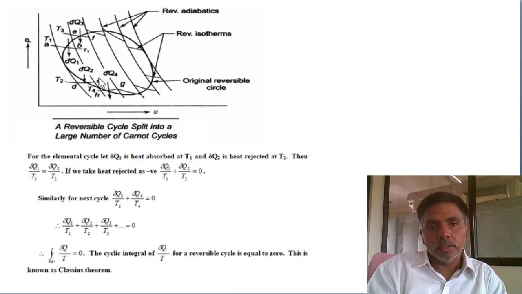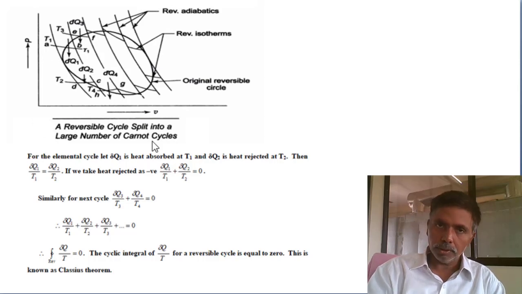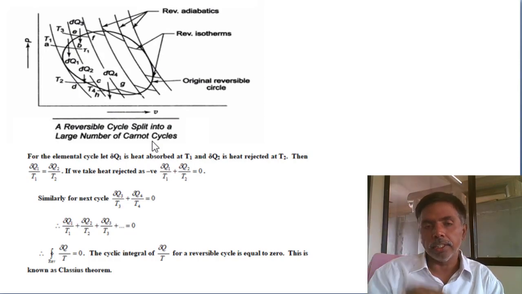Now you select one unknown cycle. I want to determine the heat interactions. This unknown cycle is first divided by adiabatic lines and further divided by isothermal lines. So this unknown cycle is divided into known Carnot cycles, because of isothermal heat addition, adiabatic expansion, isothermal heat rejection and adiabatic compression. But what is the condition? The area of the unknown cycle in the PV diagram must be equal to the area of the known number of Carnot cycles.